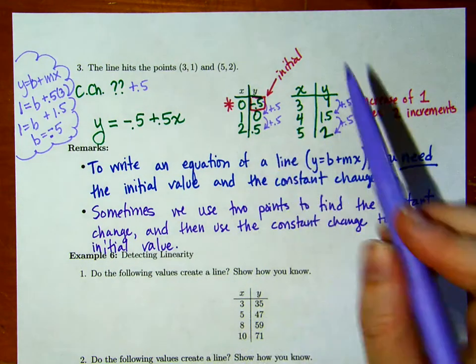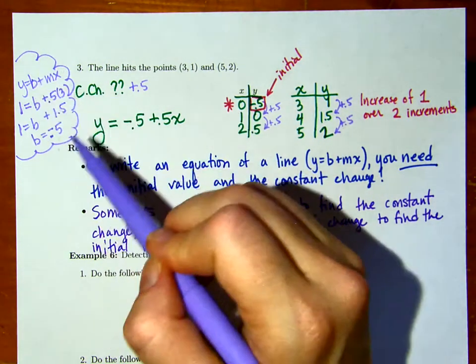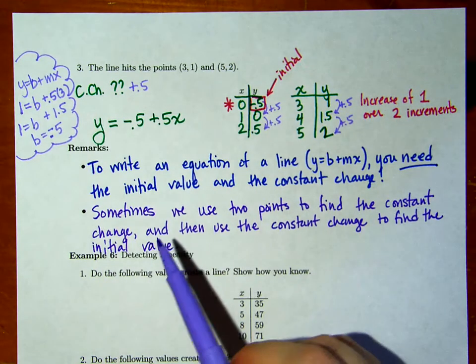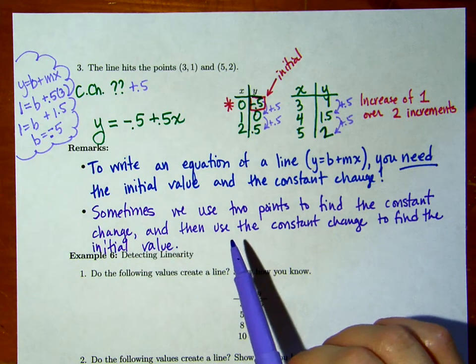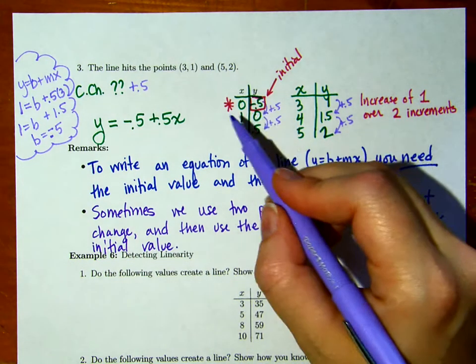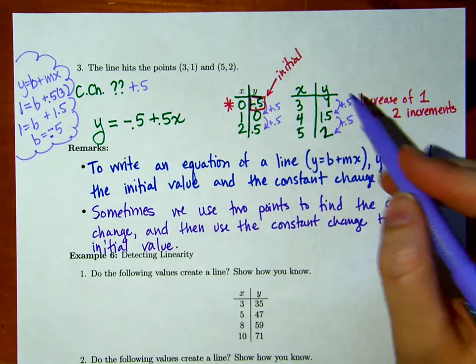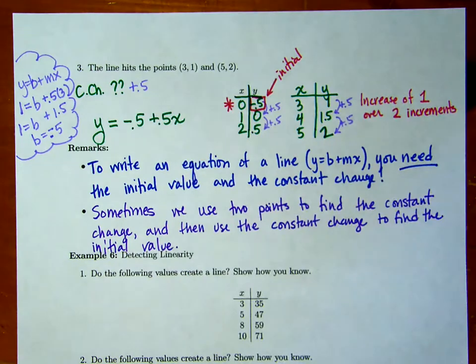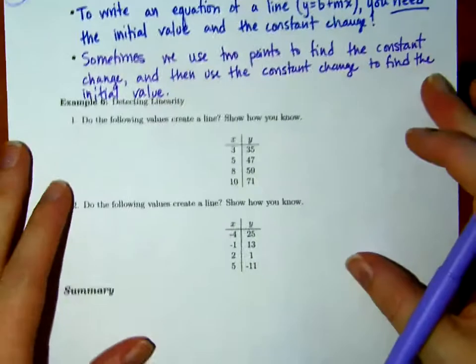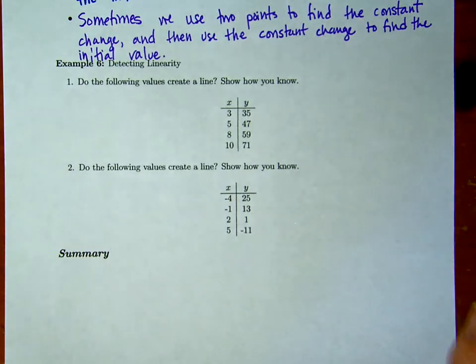Okay, so regardless of whether you use this table of values to find the initial value or you use the linear equation, that's up to you. But in general, we are going to need this initial value in order to write our equation of the line. And we're going to need this constant pattern, this plus a half, plus a half, plus a half business. And that's the slope. So let's detect if things are linear or not.